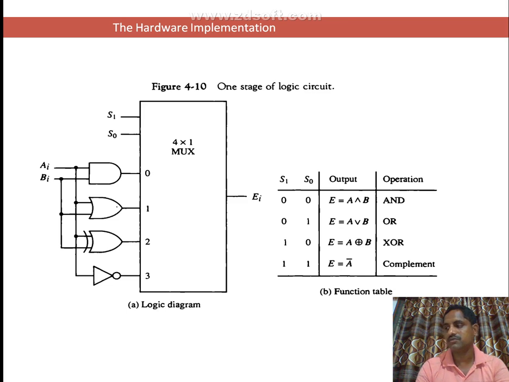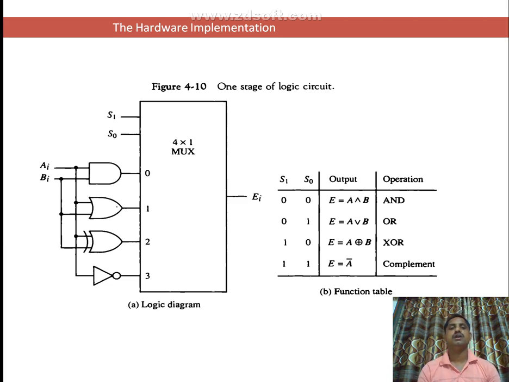The diagram shows one typical stage with subscript i for the logical circuit, and the same operation is performed n times, for i equal to 0, 1, 2, up to n minus 1. The selection variables are applied to all the registers. The function table is given here. S1 S0 equal to 0, 0 performs A AND B, the AND operation; 0, 1 performs the OR operation; 1, 0 performs the exclusive OR; and 1, 1 performs the complement operation. It is called one stage of a logic circuit.